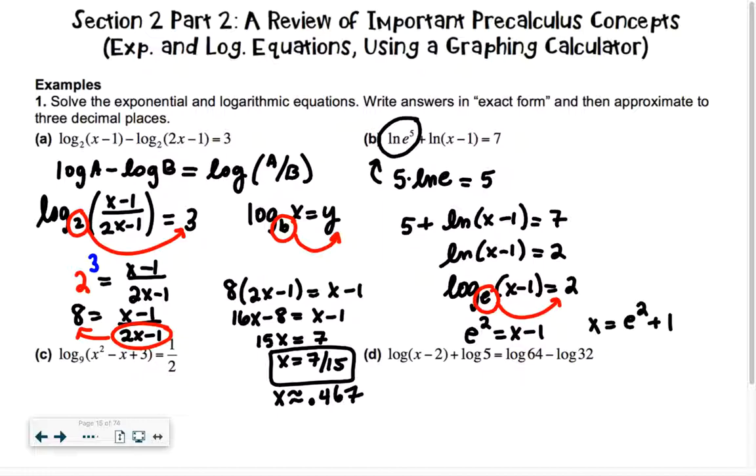You guys all have your calculators out? So do you want us to get all answers? Yep. So it's e squared plus 1, which is approximately 8.389. Make sense?